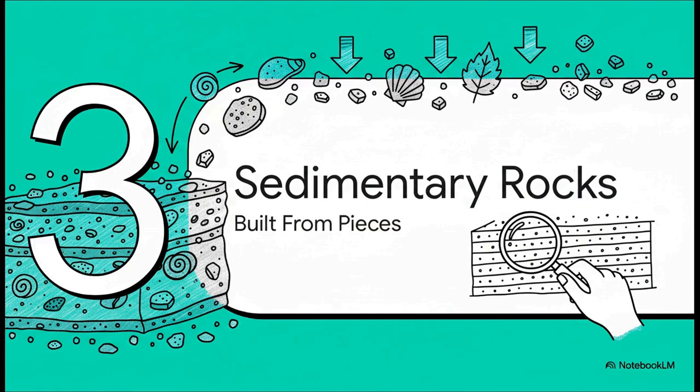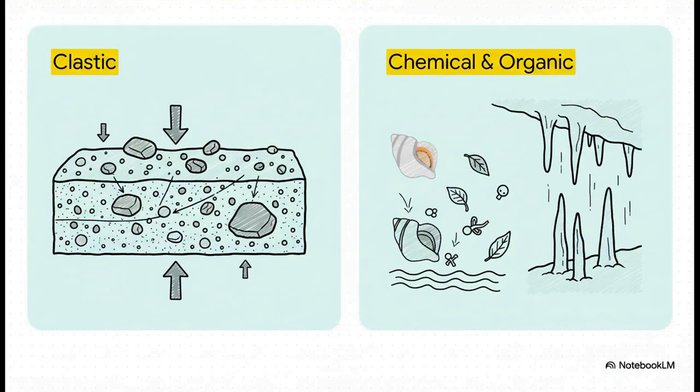We're talking fragments of older rocks, sand, shells, even organic stuff, all of it getting smashed and pressed together over time. And these rocks basically form in two main ways. First, you've got your clastic rocks, like sandstone. These are made from actual physical fragments, bits of sand and pebbles that get cemented together over ages. Then, on the other hand, you have chemical and organic rocks. These are formed from the remains of life itself.